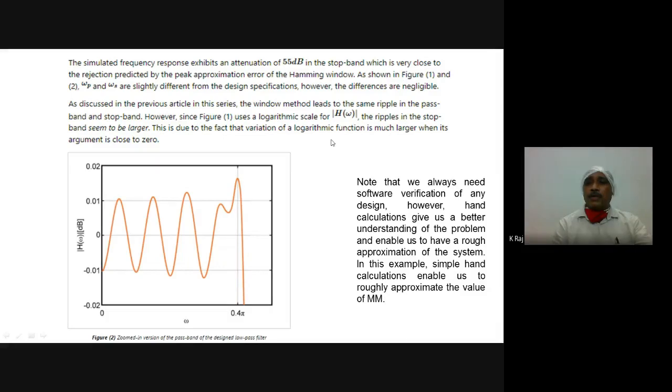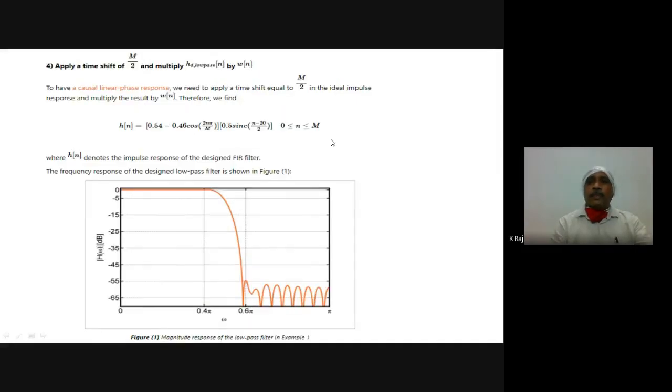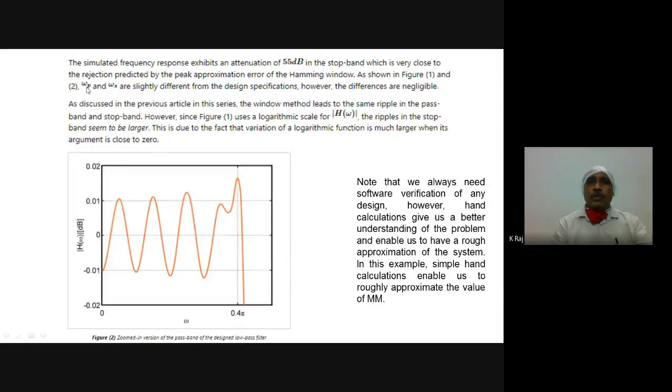As shown in figure 1, that is the previous figure here, and figure 2, omega p and omega s, the pass band and stop band edge frequencies, are slightly different from the design specification. However, the differences are negligible. Here, after the designing, we have to mention the differences which we have observed in the frequency response of the designed filter in comparison with the desired frequency response.